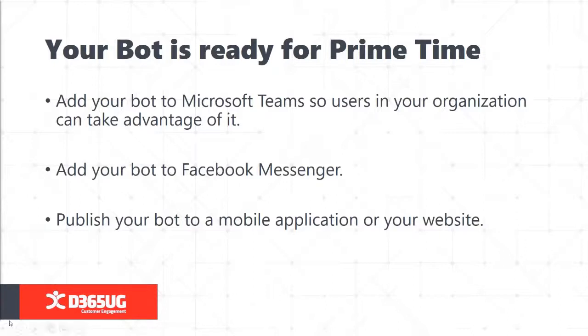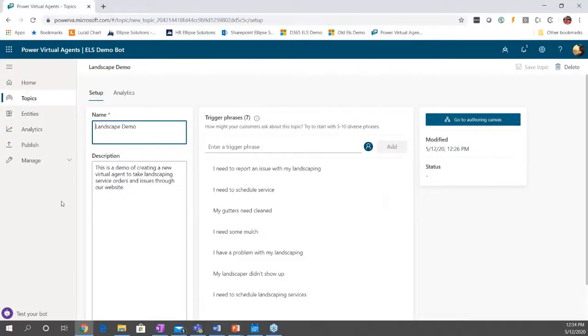Once your bot is ready for prime time, you can publish it. There are options to put it out on Microsoft Teams for users in your organization to use. You can also put it out on Facebook Messenger. If your company uses Facebook Messenger, you could put it on your mobile application or your company website. Lots of different options. But there is one feature I'd like to show you, and it's more of an advanced feature, but I think it's pretty cool.